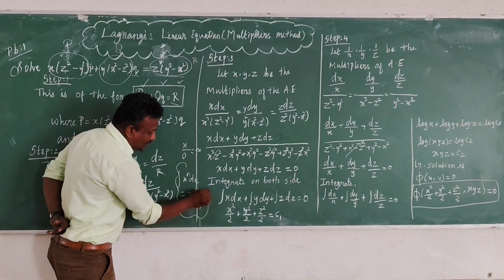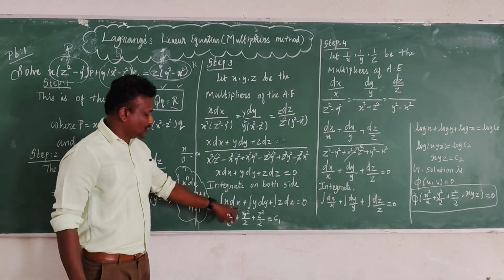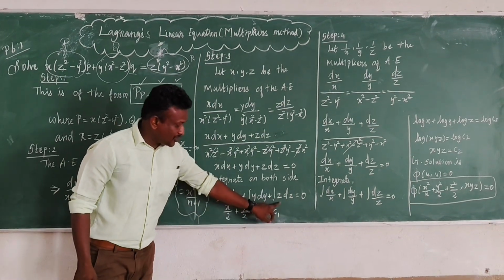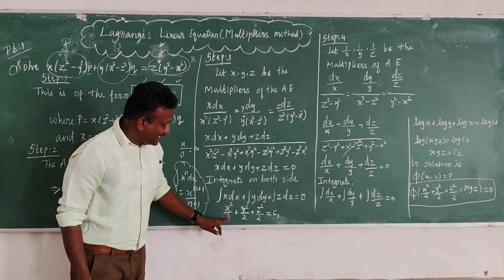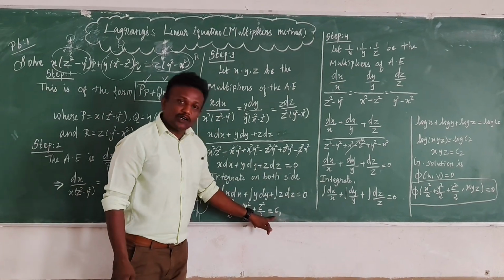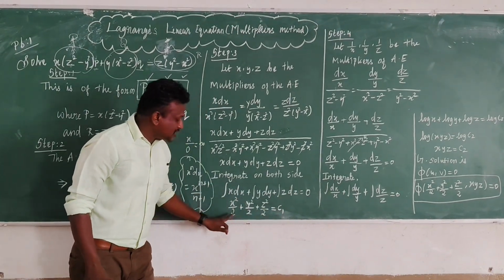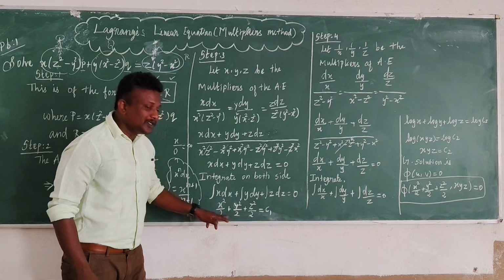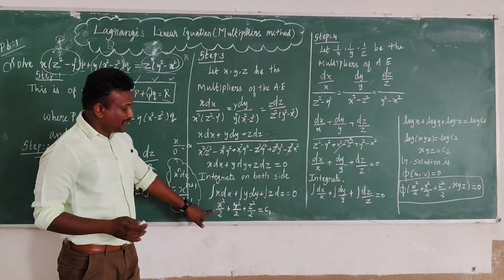So you can use this formula to integrate. I just have used this formula to all these three steps. After integrating, I get this as my answer. On the right hand side you will get a constant. So this is my first solution. Your first constant value is going to be your first solution.